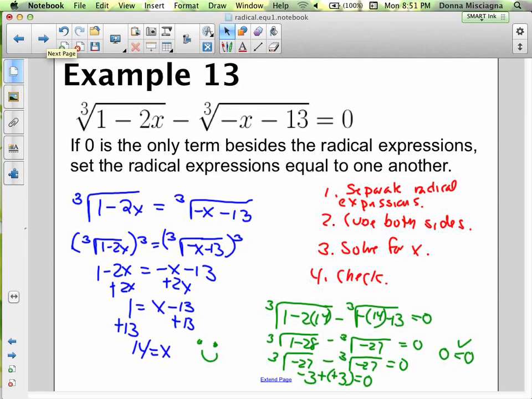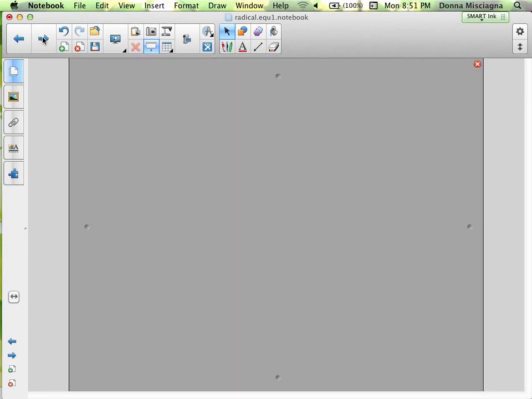You just want to isolate your radicals as much as possible. It's okay if you have a coefficient. You'll just raise that coefficient to the same power as well. It's okay if you've got the sum or difference and it's set equal to 0, then you can just do the opposite on both sides to move that term over. And then you're just raising it to the same power.